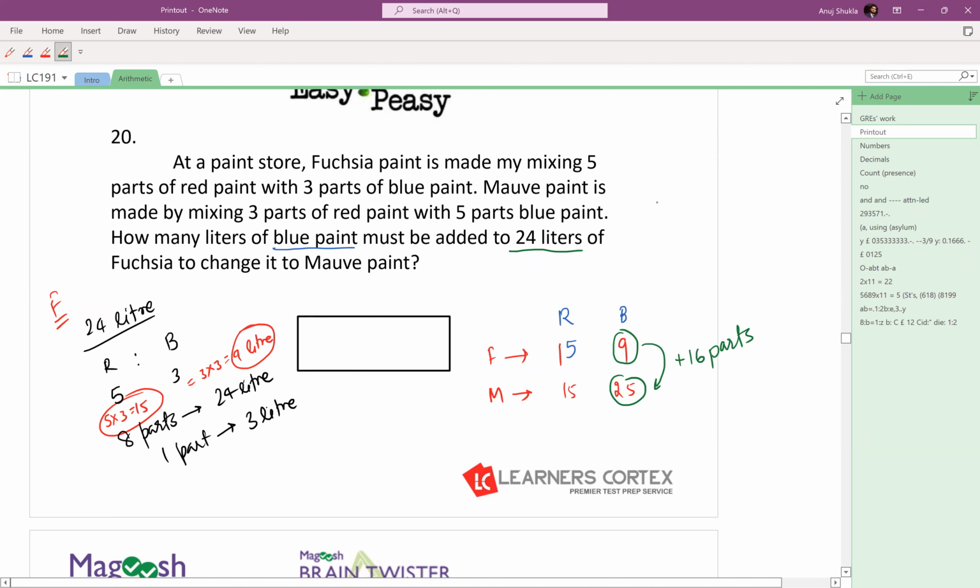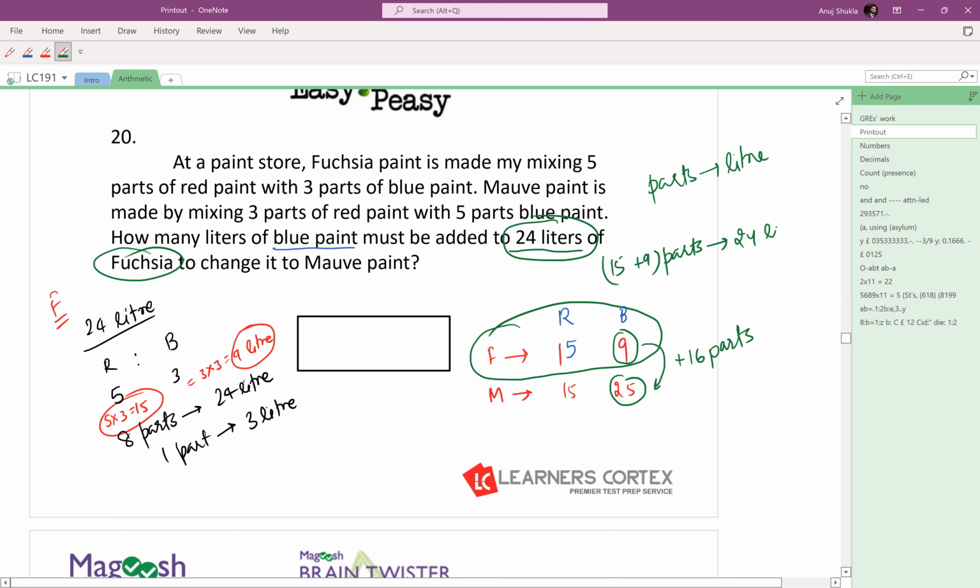Then how do you get the parts to liter ratio? That is given. Where is it given? They are saying 24 liters of fuchsia paint. So I can say 15 parts plus 9 parts is equal to 24 liters given. So 24 parts equal 24 liters means 1 part is equal to 1 liter. Means how much they should add? They should add 16 liters of blue paint.